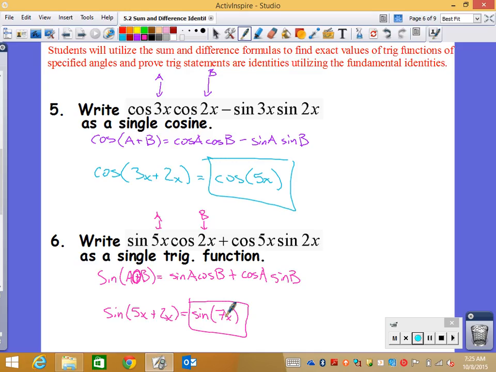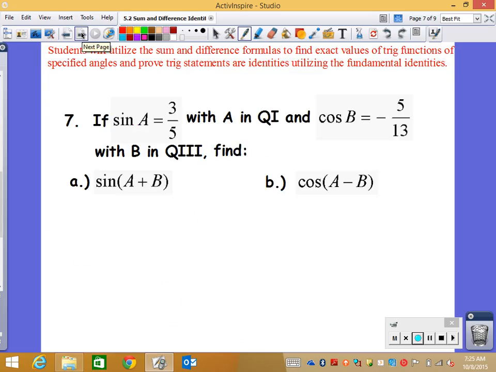So to recap, to clear up my mistake, this should be the sine of A plus B. The signs stay the same on the sine identities. So we get the sine of 5x plus 2x, or the sine of 7x. Again, I had made a mistake. My apologies on that. Let's go to the next one.